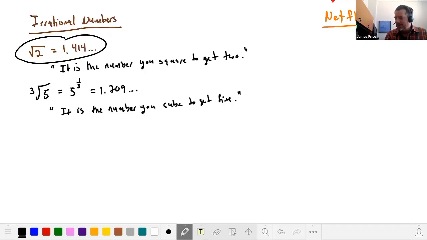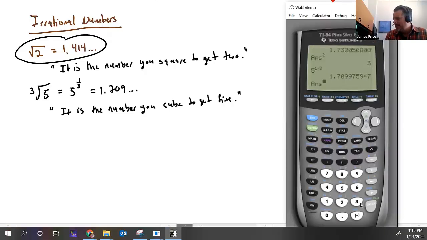And again, you can check this on your calculator. If you raise this number to the 3rd, you see you get back the number 5. I don't know how it found the cube root of 5. That's a much more difficult question, but at least I know what it means.